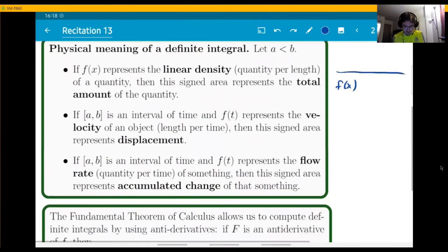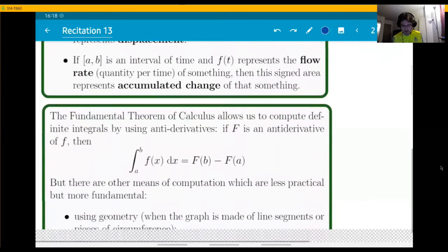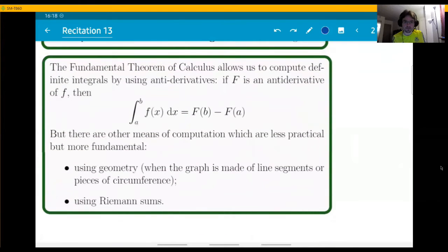And then similarly, if your function represents flow rate, once again, here's the important word, rate. That's what tells you this is a per time quantity, just like velocity. So let's say f is the amount of water flowing out of some tank per minute. Then when you integrate that on a certain time interval, what you're going to get is accumulated change, how much water has flowed out. So this is the physical interpretation. We're going to see a quick problem about that.